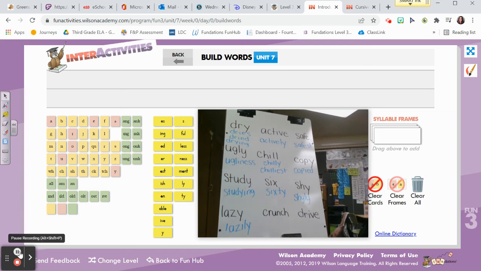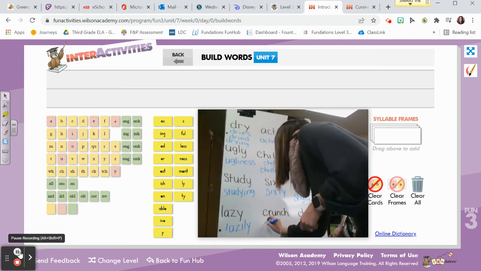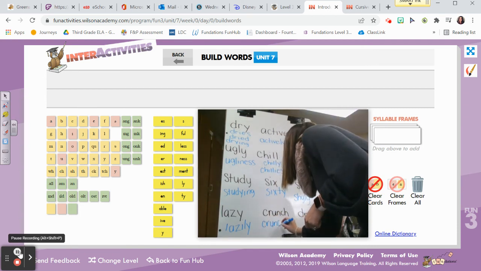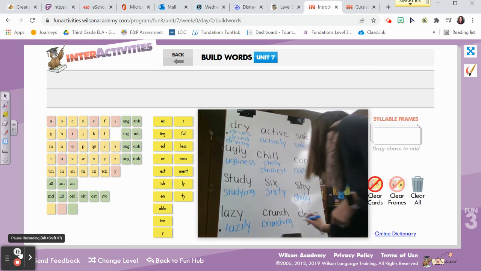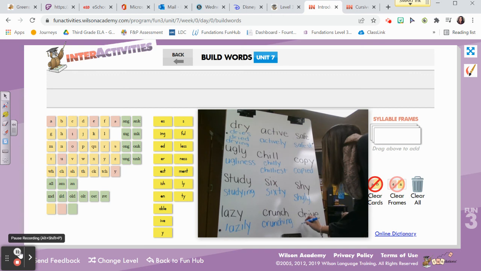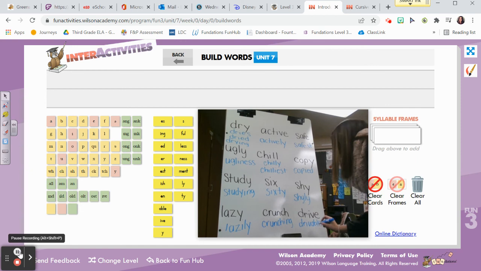All right, crunch. Let's do crunch. I'll have to do crunching for that one. Crunching. And then drive. That's a vowel-e word. I'm going to attach a vowel suffix, drivable. And you know that if it's drivable, you have to drop that silent E and attach your vowel suffix, drivable. The roads are drivable even though they're snow covered.